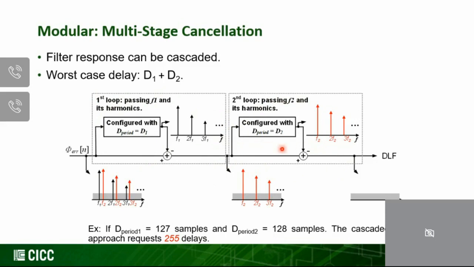As you can see here, we no longer need D1 times D2 delays for that feedforward cancellation. Instead, we just need D1 for the first loop and D2 for the second loop. So in total, all we need is just D1 plus D2. Plugging back into the same example that I used before, all I need is only 255 delays for this cancellation loop. This just shows that this proposed technique is very modular, so you can cascade different modules to take care of different series of spurious tones.